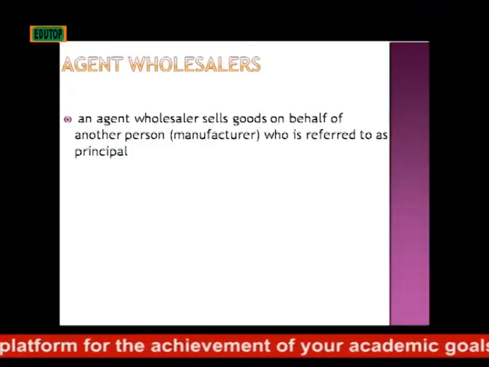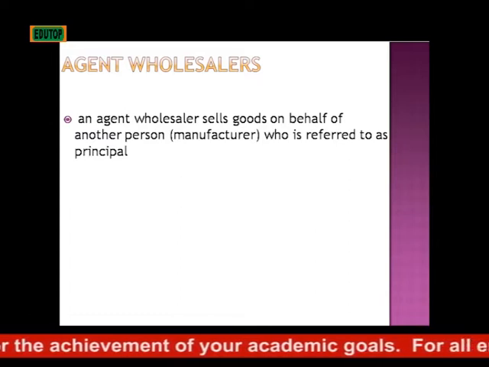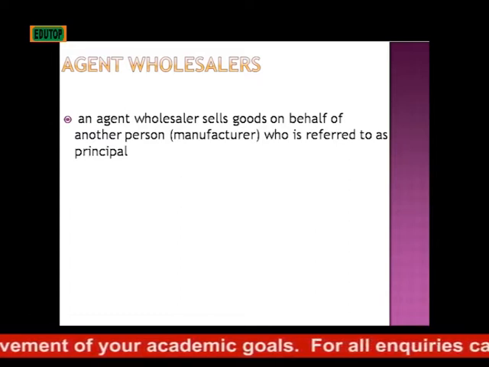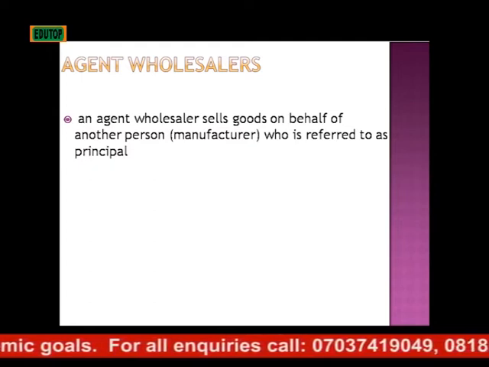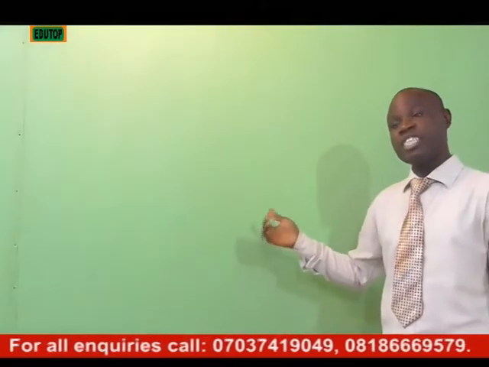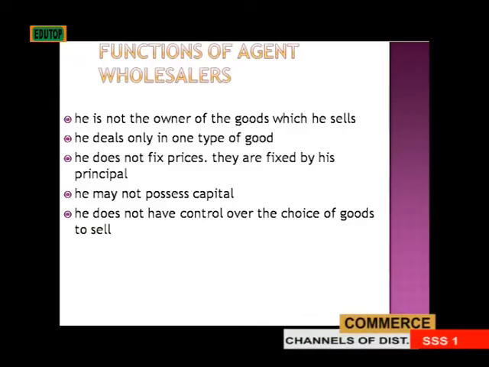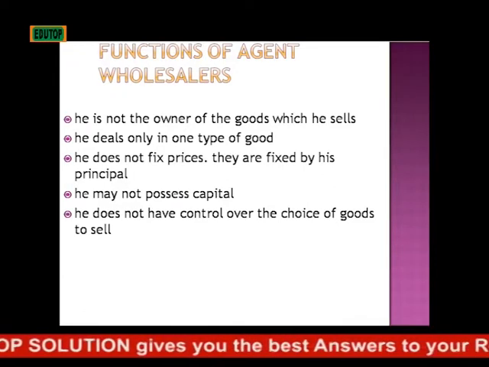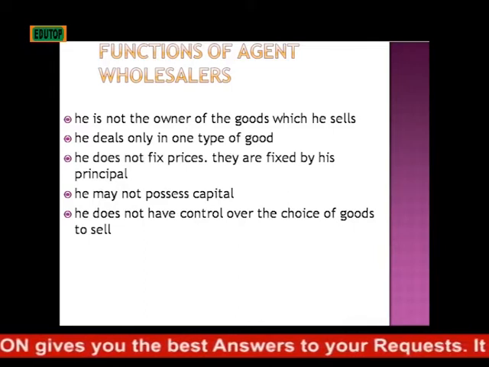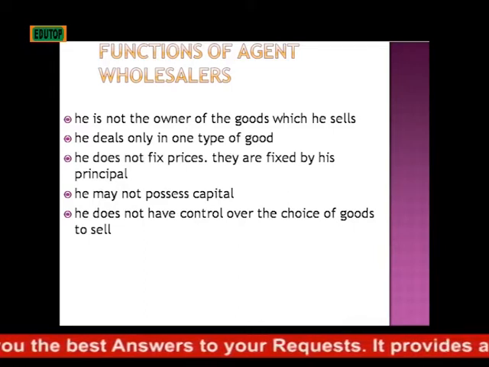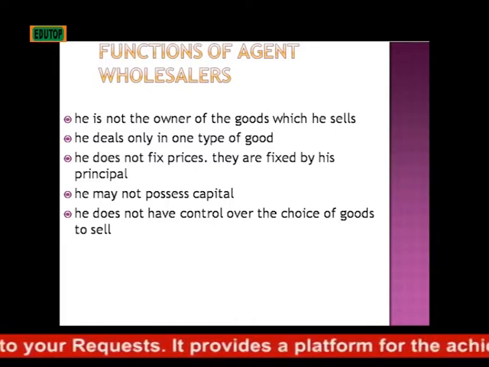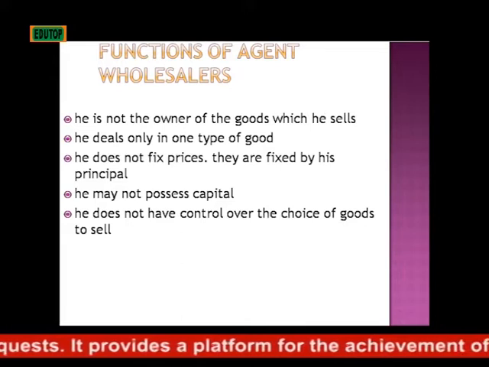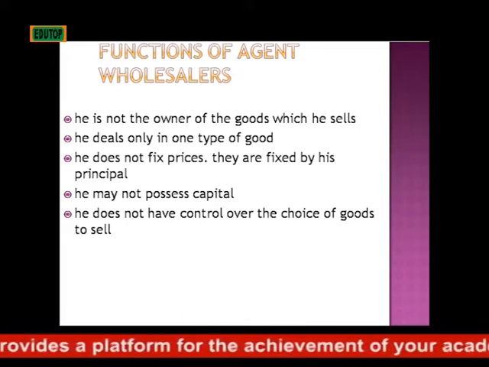Agent wholesalers. An agent wholesaler sells goods on behalf of another person, that's the manufacturer, who is referred to as the principal. Functions of agent wholesalers. He is not the owner of the goods which he sells. He deals only in one type of good. He does not fix prices. They are fixed by his principal. He may not possess capital, and also he does not have control over the choice of goods to sell.